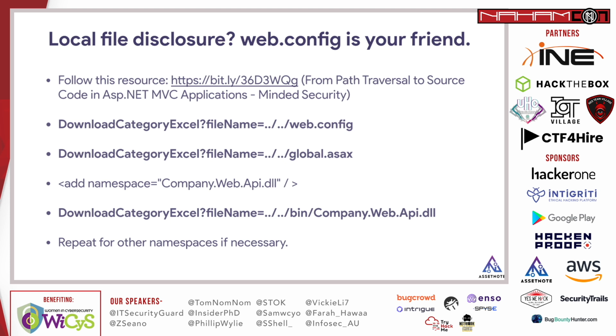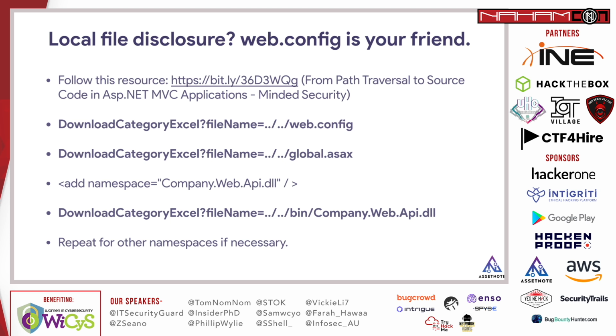So in this scenario, what do you do? Well, the first thing to look at is the web.config file. Web.config is your friend here because it will tell you what other files you need to grab from the system. You can follow this resource that I've linked here, which is From Path Traversal to Source Code in ASP.NET MVC Applications. It's a very handy resource. I've used it multiple times in bug bounties. It helps you quite a bit in understanding how the web.config file and global.asax file provide this sort of information, and you can read through it to understand how you can exploit this vulnerability.